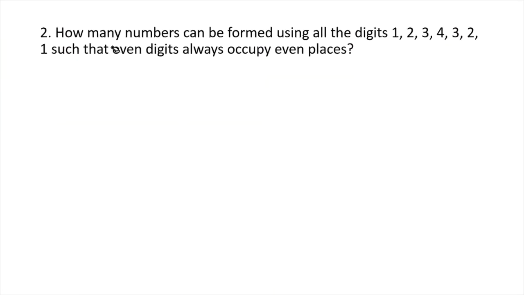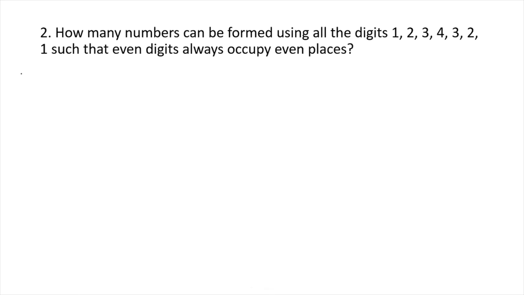Our next question is like this. How many numbers can be formed using the digits 1, 2, 3, 4, 3, 2, 1 so that even digits occupy even places? I repeat, how many numbers can be formed using the digits 1, 2, 3, 4, 3, 2, 1 such that even digits occupy even places?